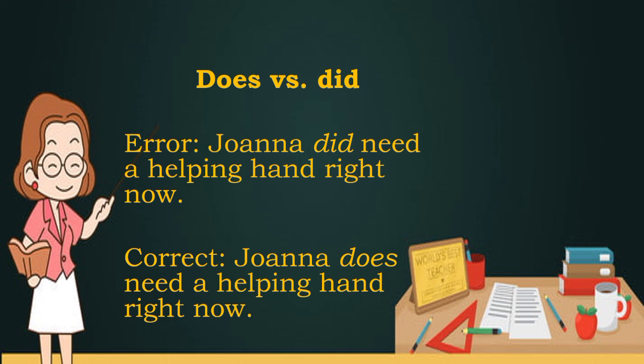Up until now, it still confuses me when to use does and when to use did. So I did my research on the rules of the usage of does and the rules of the usage of did. So I realized that this sentence was incorrect. This sentence happens in the present time, so it must use does. So the correct construction of the sentence is, Joanna does need a helping hand right now.